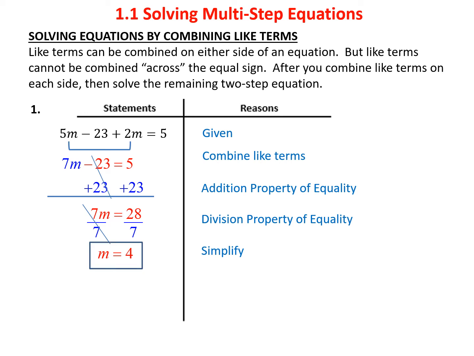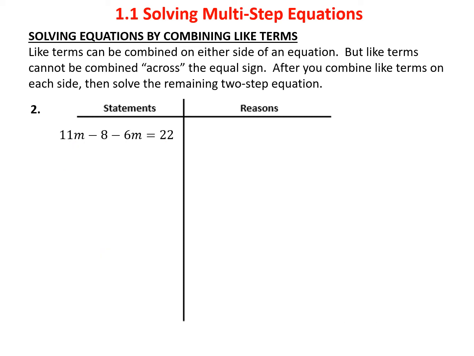Now remember, you can always check your answers to make sure they're right by putting your answer back into the equation. So here if I put 5 times 4 minus 23 plus 2 times 4 equals 5, you see I have 20 minus 23 plus 8, and I have 5 equals 5. 20 minus 23 is negative 3. Negative 3 plus 8 is 5. And so my answer is correct.